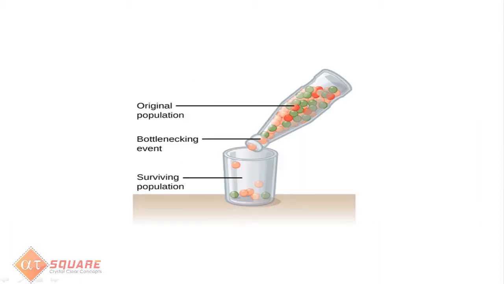Bottleneck events occur when a large population is suddenly and drastically reduced in size by some event. The genetic variety will be very much reduced. Here, the stomping by elephant was the cause. Infection and extreme climate events are frequent causes.